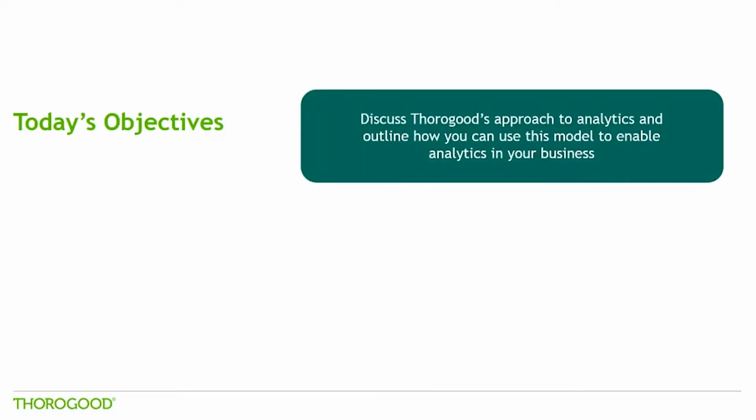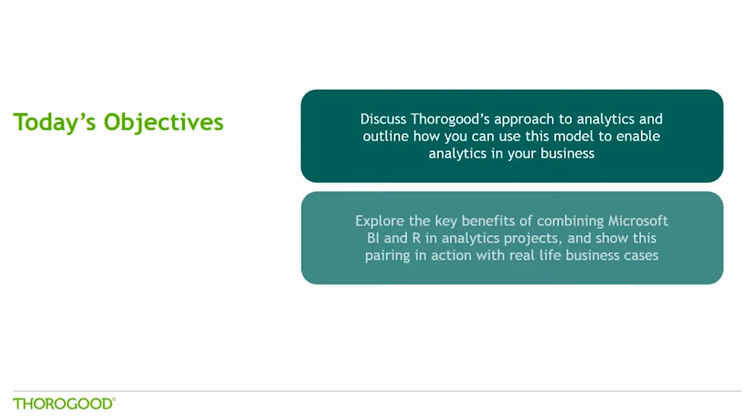So before we jump into the agenda for today, I always like covering off the objectives so that we can make sure that we're sticking to what we have planned to cover in today's webcast. The first objective is to discuss Thorogood's approach to analytics and outline how this model can enable analytics within your business. The next objective is to explore the key benefits of combining Microsoft BI and R in analytics projects and to show some of those pairings in action.